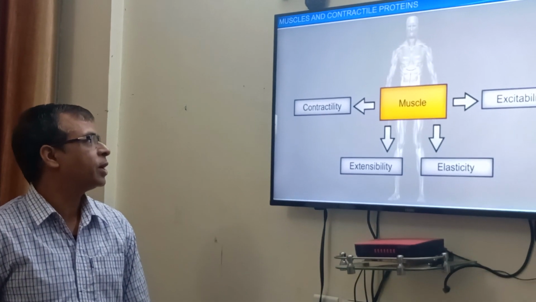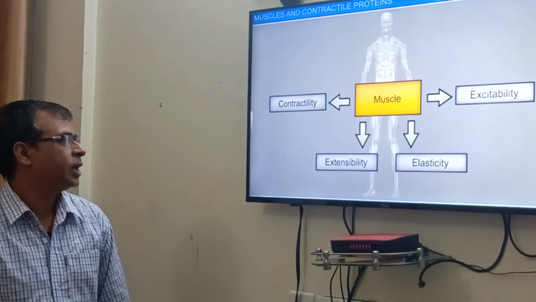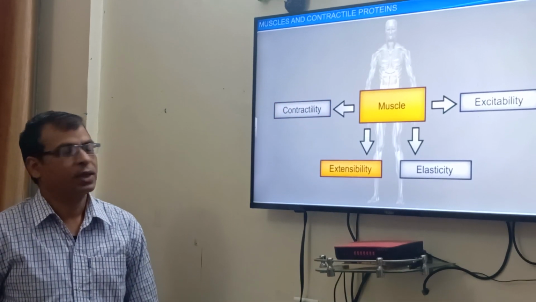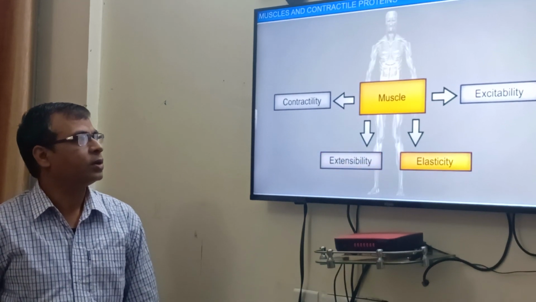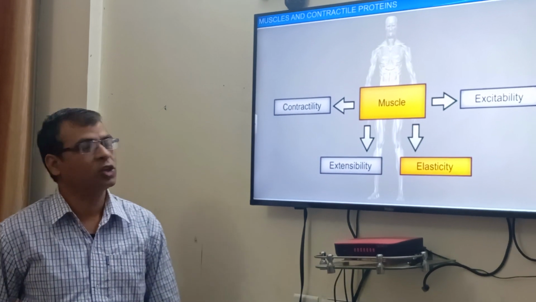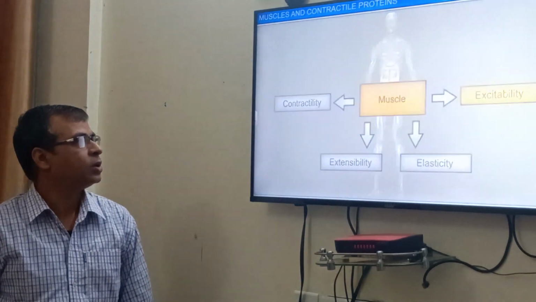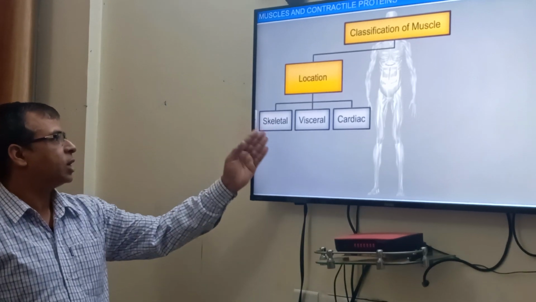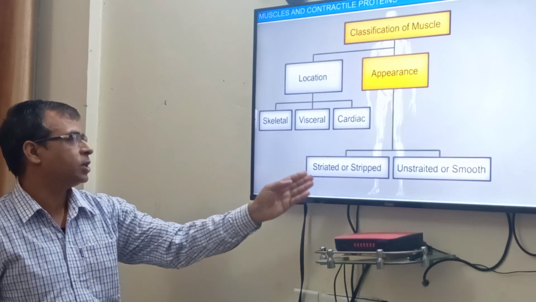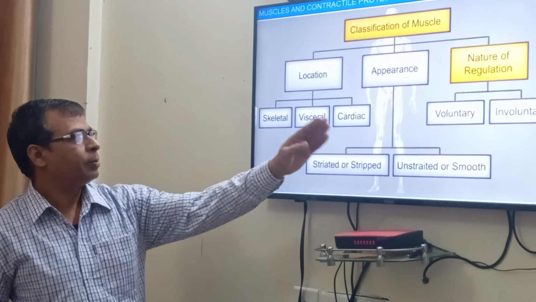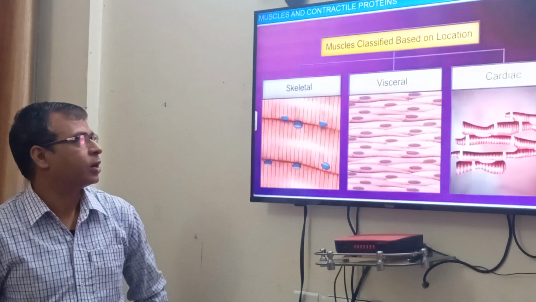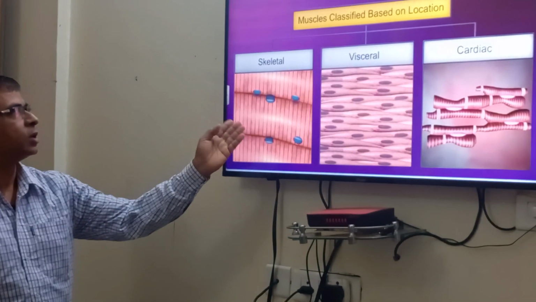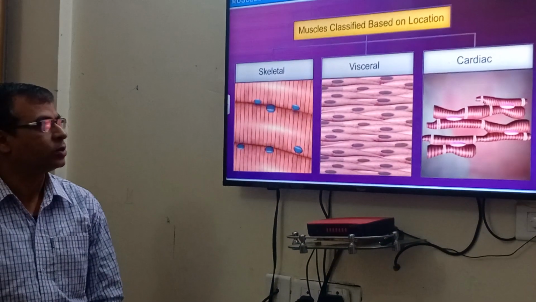They have special properties like contractility, extensibility, elasticity and excitability. These are the important properties of muscles. Now, classification of muscles: by location, skeletal, visceral and cardiac; by appearance, striated or unstriated; by nature of control, voluntary or involuntary. Based on location, there are three types: skeletal, visceral and cardiac muscles.